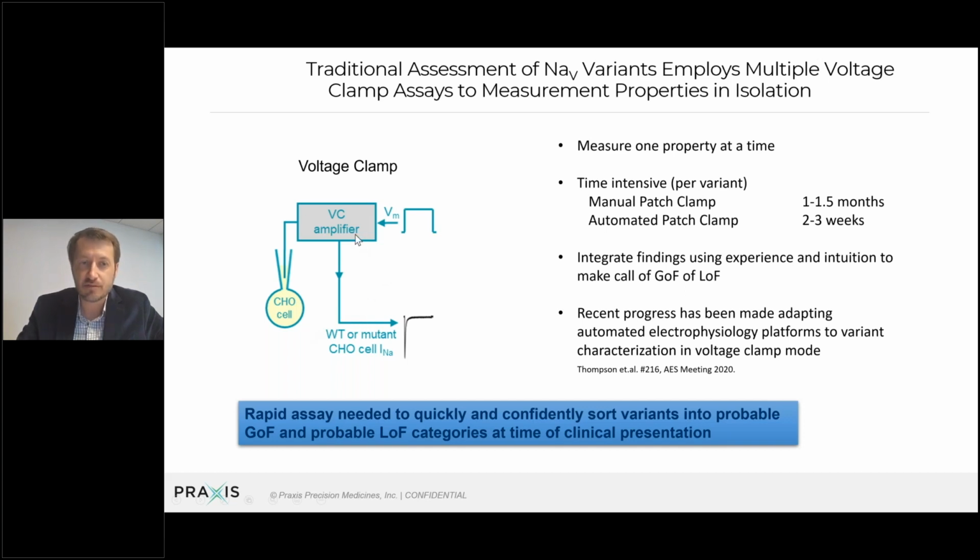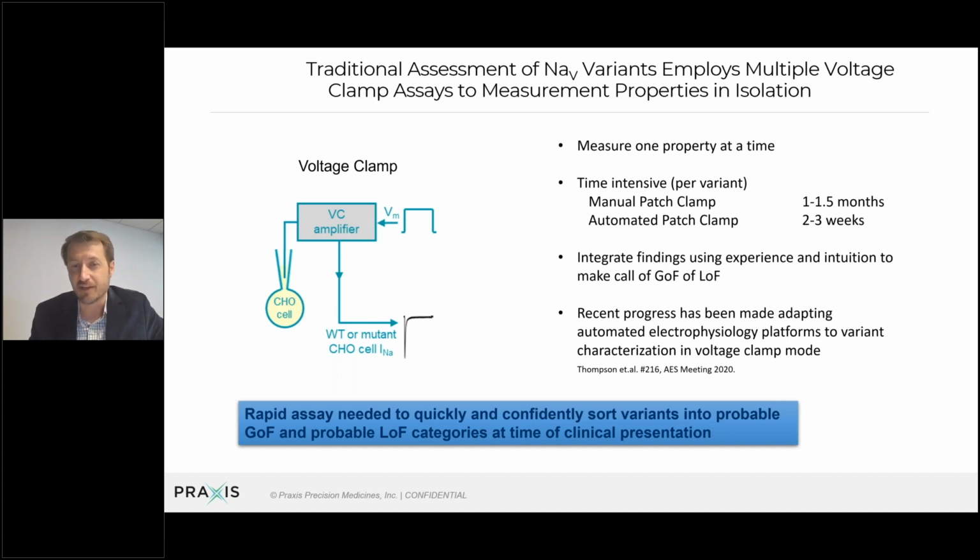Just revisiting, you have an amplifier, you feed it in a voltage protocol. In this case, we're showing a step potential that is fed into some sort of expression system, shown as a CHO cell. The CHO cell causes the sodium channel to gate, and you get a sodium current out. And you would very deliberately measure one property at a time, with very careful control of the membrane voltages, and go through and try to query how that variant compares to the wild type. In manual patch clamp, you can do this, and it can take on the order of a month and a half, depending on what you feel you need to measure.